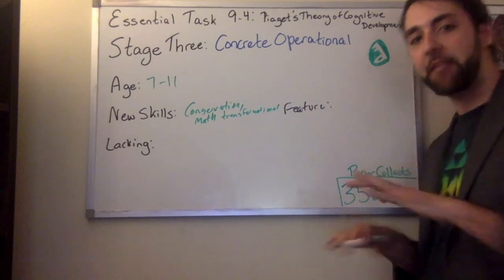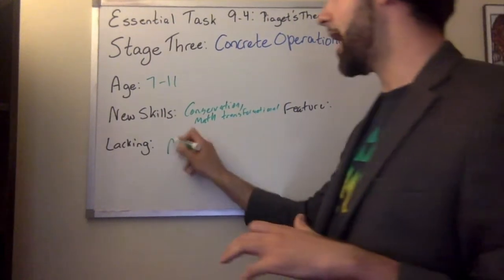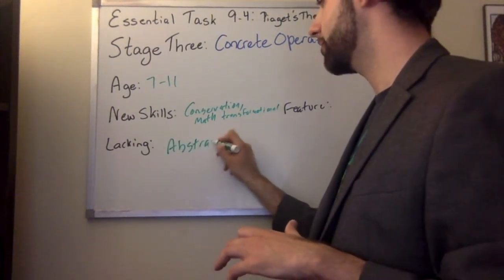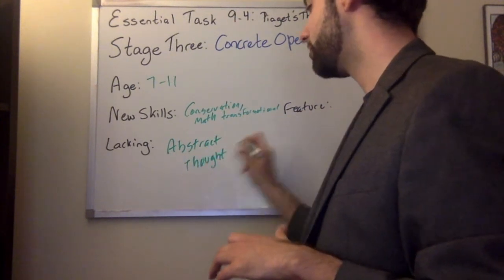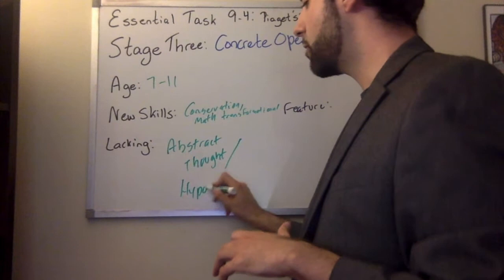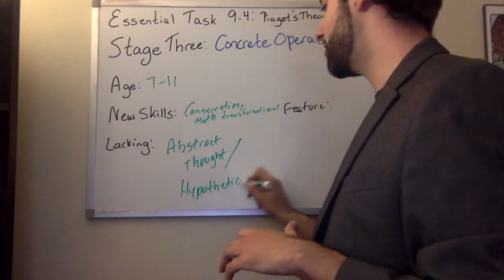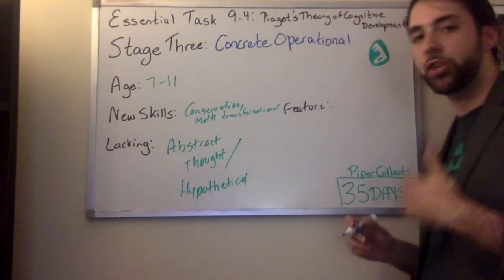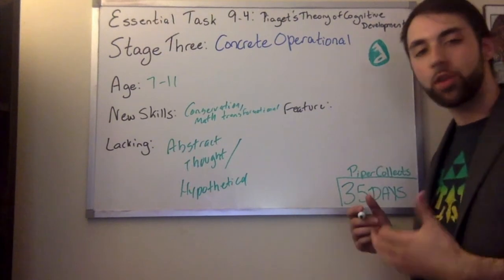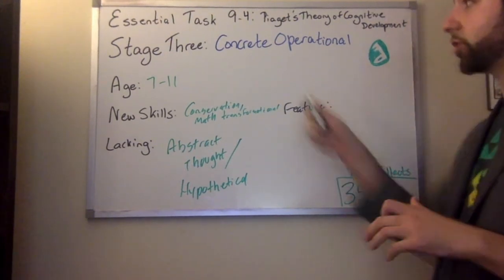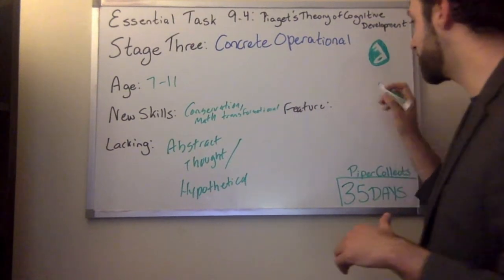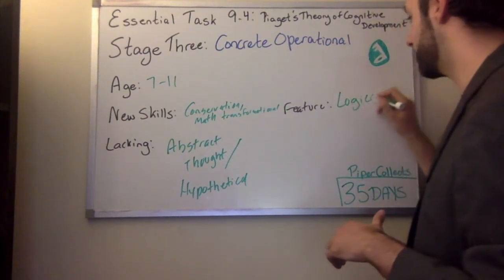What they are lacking clearly is what we call abstract thought, or hypothetical thinking. It would be very challenging to sit down with a 7-year-old and really teach them how to play chess or checkers well. You could probably teach them the basic outline of the rules, because a feature of the concrete operational stage is logical thinking.